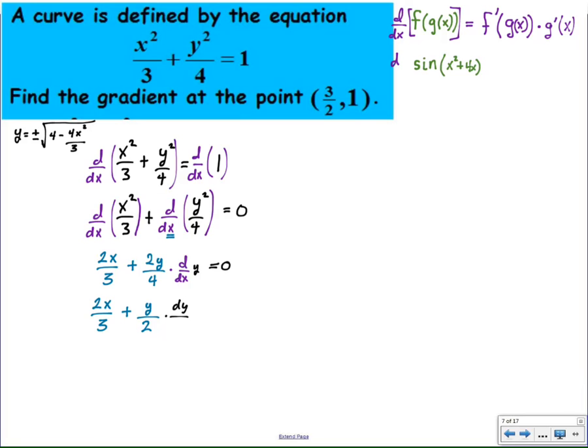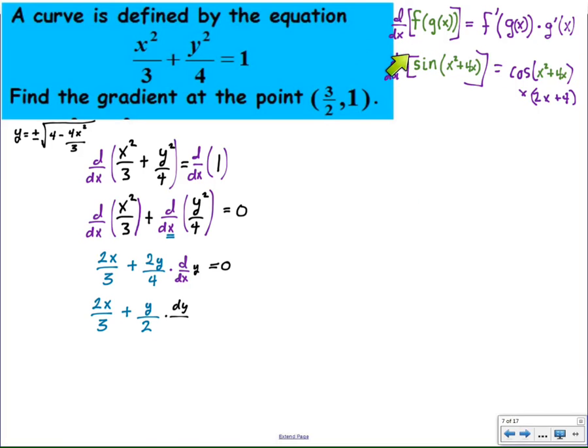The example I was going to show is if we take the derivative of the sine of x squared plus 4x, that's equal to the cosine, and then we keep all of the x squared plus 4x inside, and then multiply that by the derivative of x squared plus 4x, which is 2x plus 4. So, just another example of how the chain rule works.